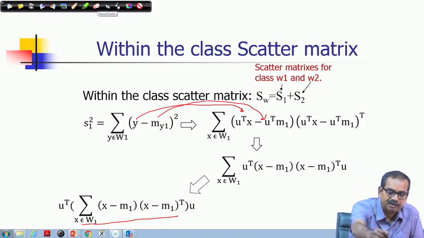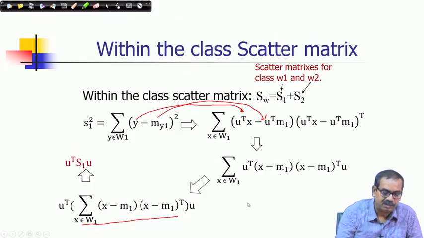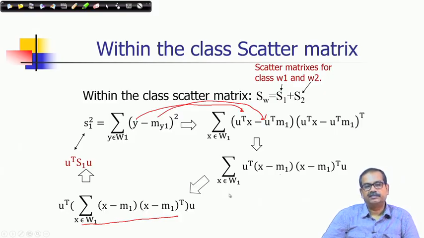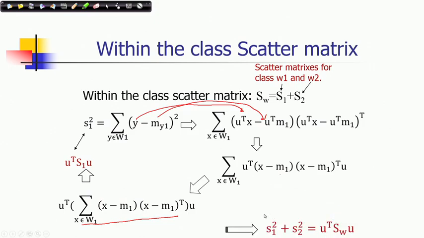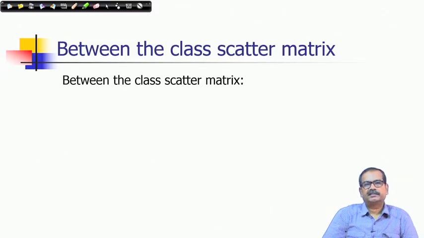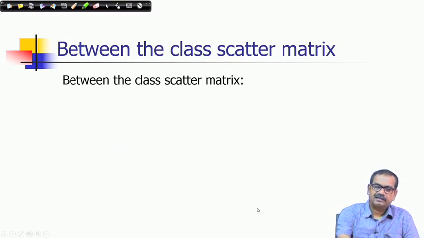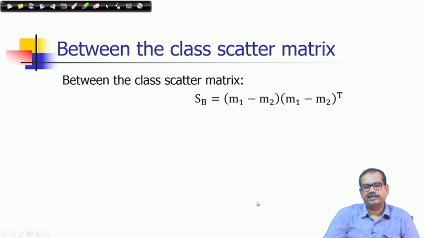And so, from here we can see that small s1 square is related with the scatter matrix of that class by this expression. S1 square is nothing but u transpose S1 u. Similarly, S2 square would be u transpose S2 u, and if I add them, S1 square plus S2 square can be written as u transpose SW u, where SW is the within the class scatter matrix as we have defined. The between the class scatter matrix is another definition. This is the scatter matrix formed by the means of those classes.